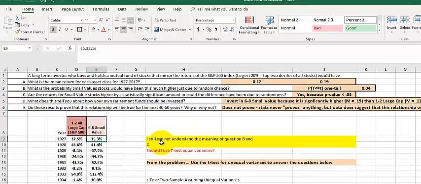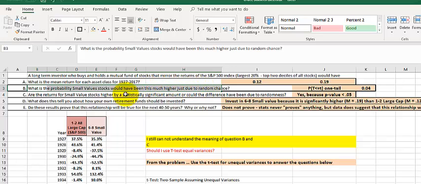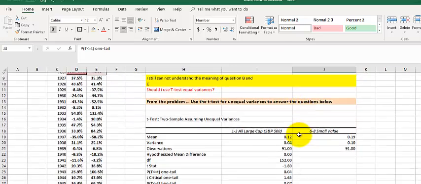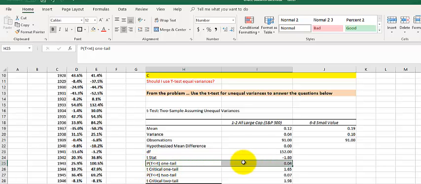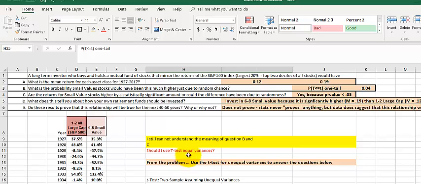The second one, B and C, again, small values will have been much higher due to random choice. So if he picks a side in a t-test, that makes it a one-tailed test. And so you just look up the one-tailed values down here, and that's the p-value for a one-tailed test. And C is, are the returns statistically significant due to random chance, and that's when you reject the null because the p-value is less than 0.04. So you're going to say, yes, there is a significant difference between the groups that is not due to chance. That's the answer to that one.